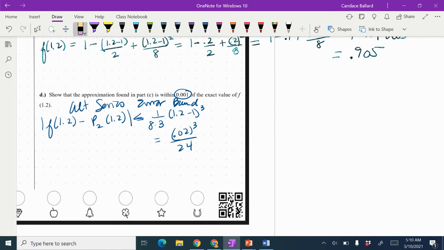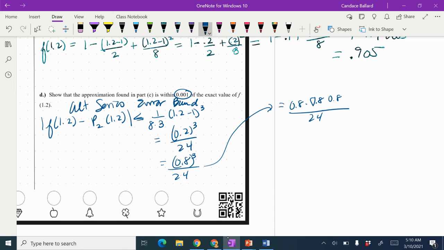And I have my decimal place in the wrong spot here. It should be 0.2 cubed. So 0.2 cubed would be 0.8 cubed over 24. That is really like saying 0.8 times 0.8 times 0.8 over 24. But if I did something fancy with this, if I moved my decimal place, that would really be like the same thing as saying, I'm going to take that back. I'm going to do this a little different. Sorry. I'm going to rewrite this.